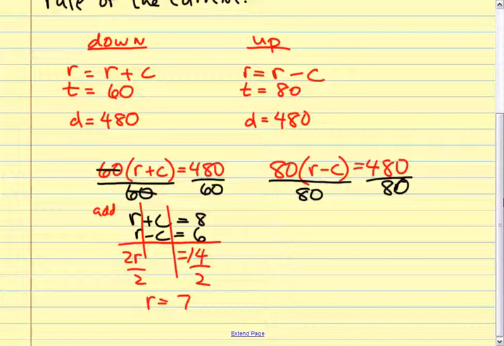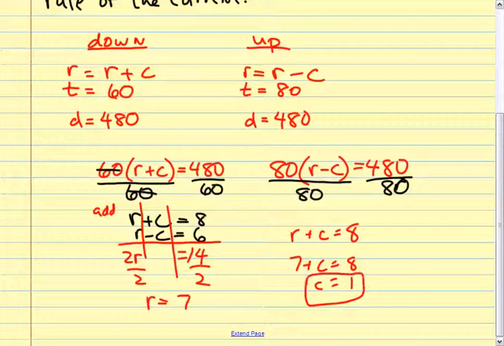Well, the current, remember, R plus C is equal to 8. So 7 plus C is equal to 8. C must equal 1. And that's our answer. Okay? Nice. I love those current problems. Distance equals rate times time. We know that. All right?